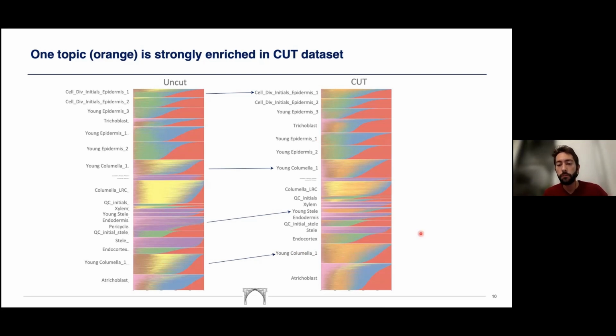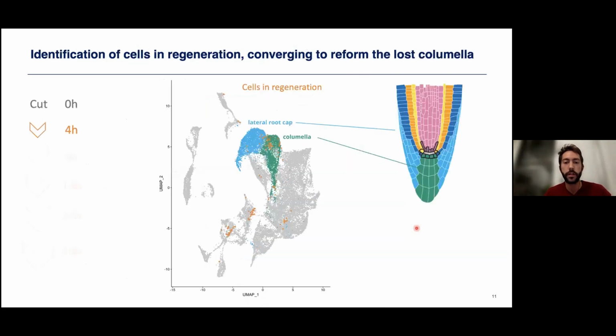Then we were wondering, where are these cells located in our map? Are they all located a bit randomly, or do they have a coherent behavior? So when we map these cells that we now consider to be in regeneration in our data set, here is the exact same UMAP I showed you earlier, and I just label the cells in regeneration in orange at the different time points.